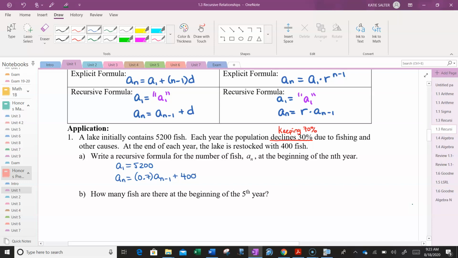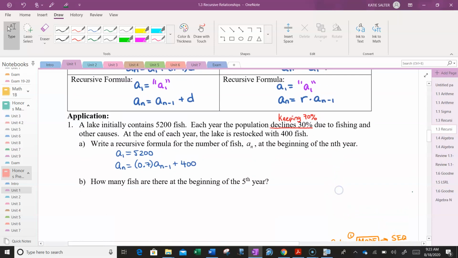And that's why they have to use spreadsheets and things like Excel and other types of programs in order to calculate how much money you'll have. All right. So now it says, how many fish are there at the beginning of the 5th year? For this one time, I would really like for us to work this out by hand just so you can see how the process goes.